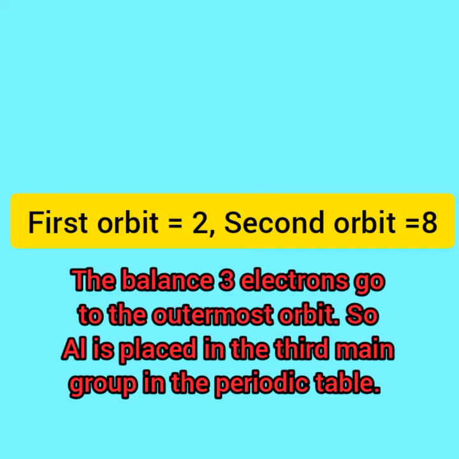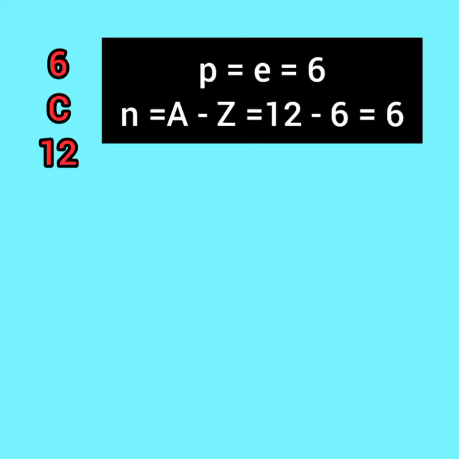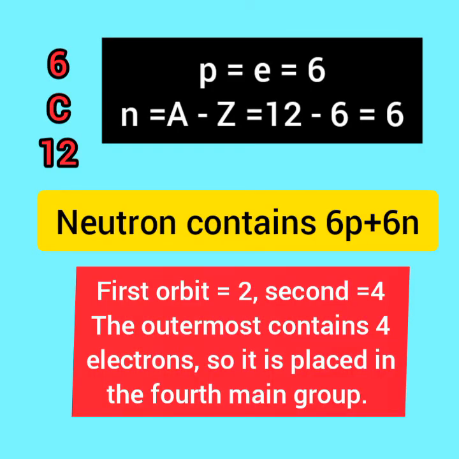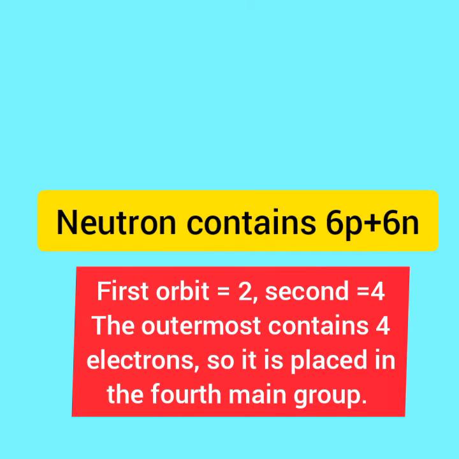Now let us go to carbon 6. Carbon 12. 12 is the atomic mass, 6 is the number of protons or atomic number. Therefore, the protons and electrons will both be 6. Therefore, the number of neutrons is equal to 12 minus 6, which is 6. Therefore, the nucleus contains 6 neutrons, 6 protons, and around the nucleus the balance electrons, that is 6, will be revolving.